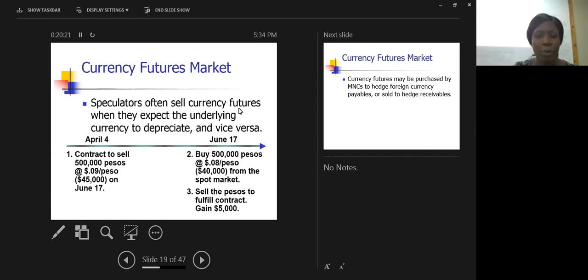Dollars per peso. So it looks like you make a gain. You buy the pesos to fulfill the contract, and you make a gain of $5,000, of course, because it was contracted at 9 cents and it's at 8 cents. So you end up making a gain of $5,000 because the exchange rate moved in your favor. That is a speculator. Most times you're hedging.